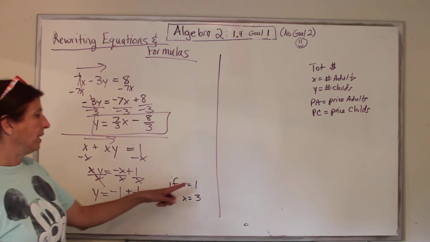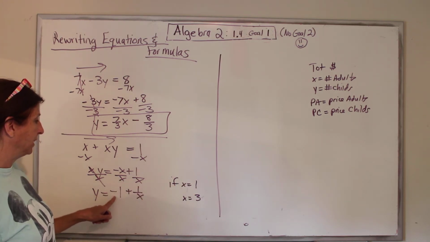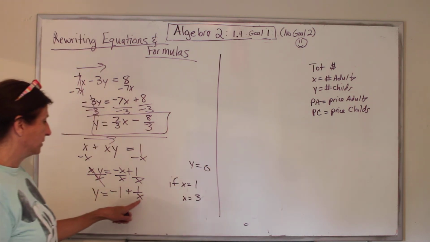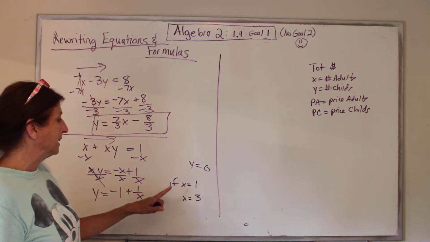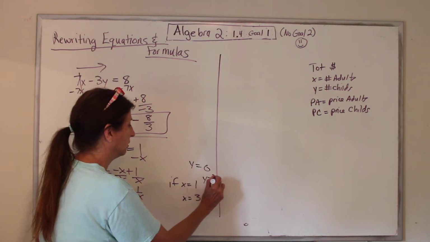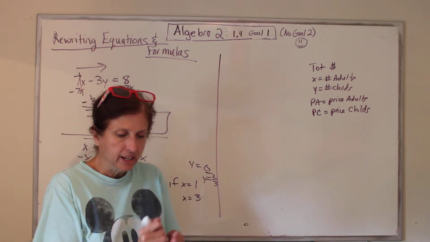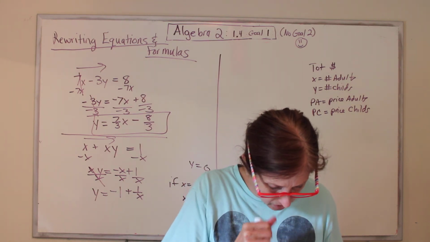Then they said, what if x equals 1? We would put it in the calculator, and that'd be negative 1 plus 1, so y would be equal to 0. And if it was 3, it'd be negative 1 plus a third, which would be negative 2/3. Now, what I want to tell you is that your calculator will actually do those for you.